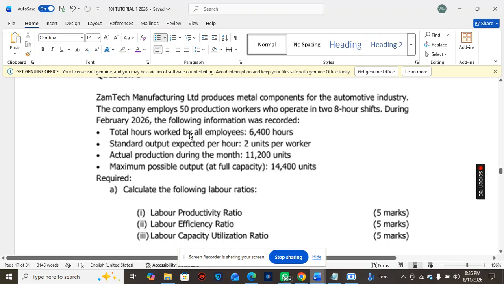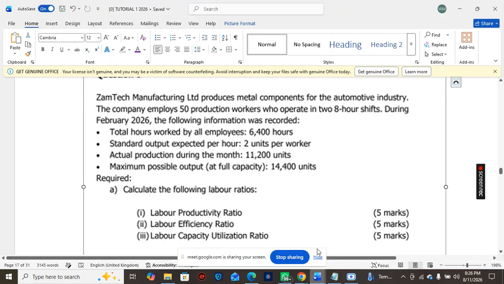Total hours worked by all employees: 6,400. Standard output expected per hour: 2 units per worker. Actual production during the month: 11,200 units. Maximum possible output at full capacity: 14,400 units. So at full capacity, this is where you're working at 100%. This is the best you can produce when everyone's working at 100%.